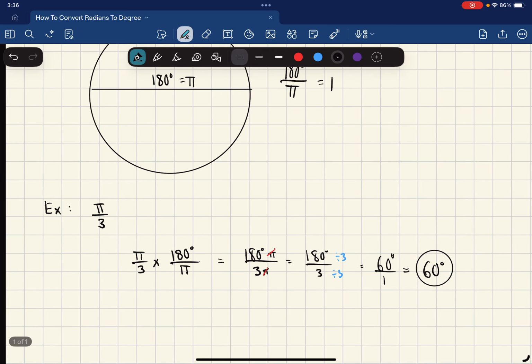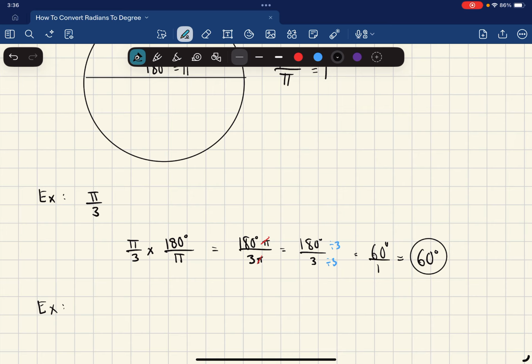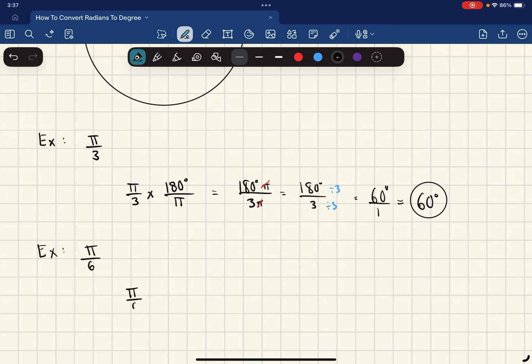Now let's go over another example. This next example is going to be pi over 6. If we follow the same rules, pi over 6 times 180 degrees over pi gets you 180 degrees pi over 6 pi. Remember, the pi's cancel out, leaving you with 180 degrees over 6. Let's simplify this. Divide both the numerator and denominator by 6. That gets you 30 degrees over 1, which is just 30 degrees. Just like that.